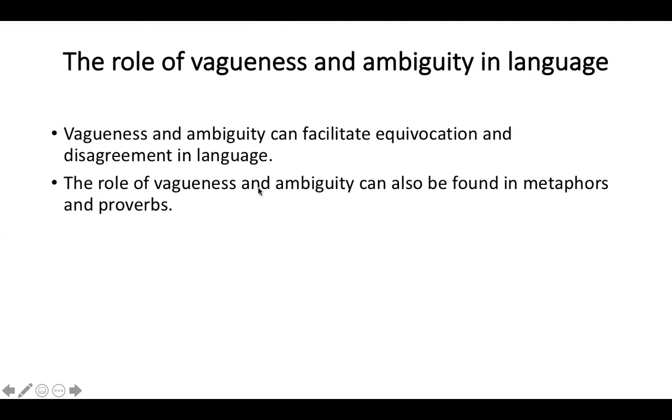Okay, so I'm back. So we're saying that vagueness and ambiguity can facilitate equivocation and disagreement in language. And the role of vagueness and ambiguity can also be found in metaphors and proverbs.